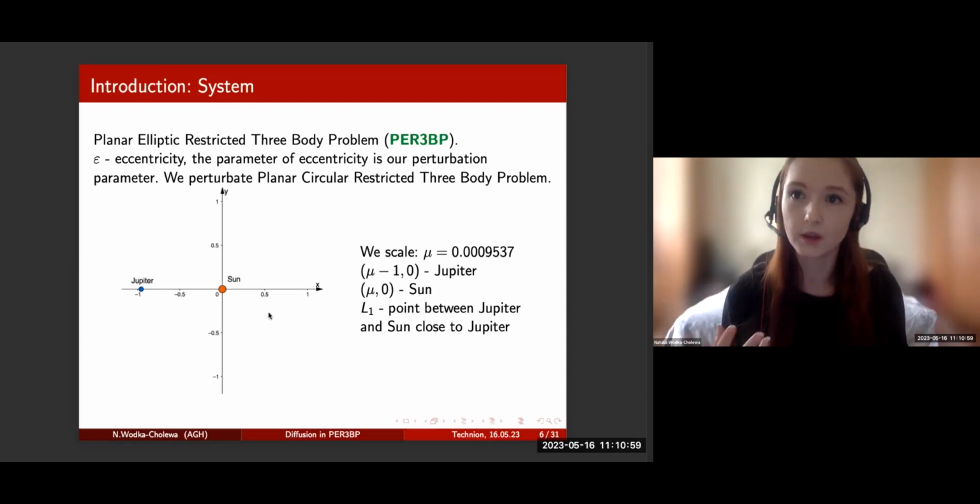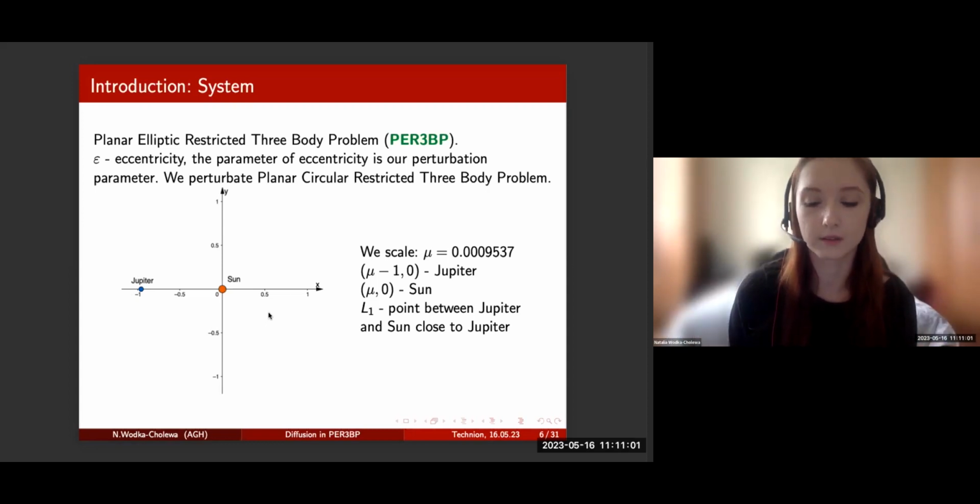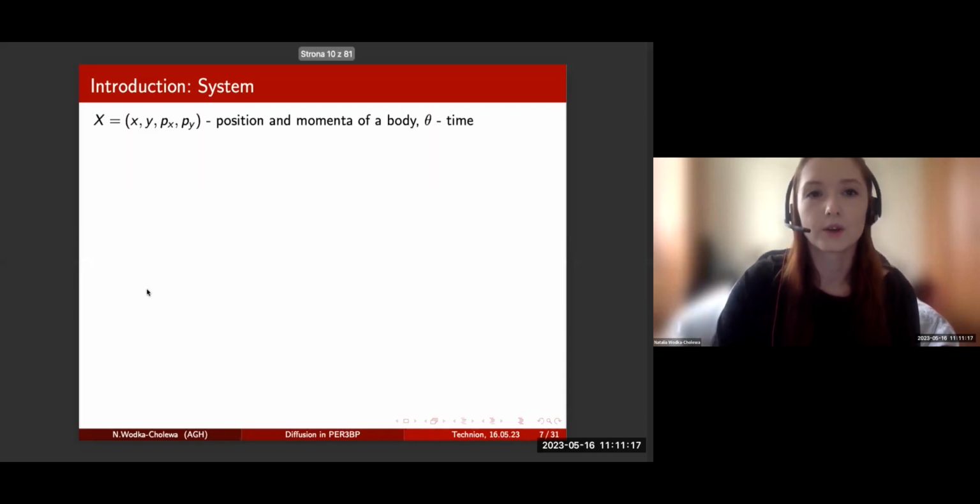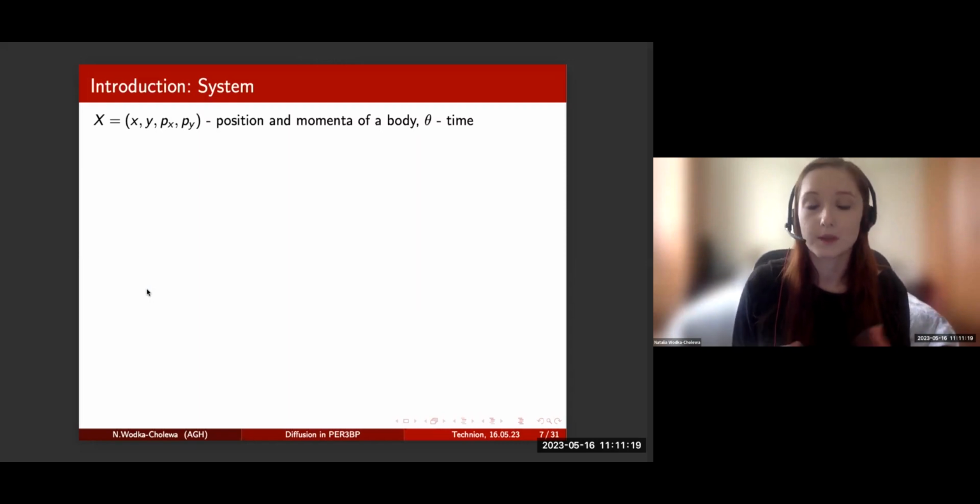So you have to scale it, so everything in calculation is better to do. It's just for the scaling. L1 is still the point right between the Jupiter and Sun, near the Jupiter. Okay. So in our system, I will talk about something about the coordinates and Hamiltonian and how the system works.